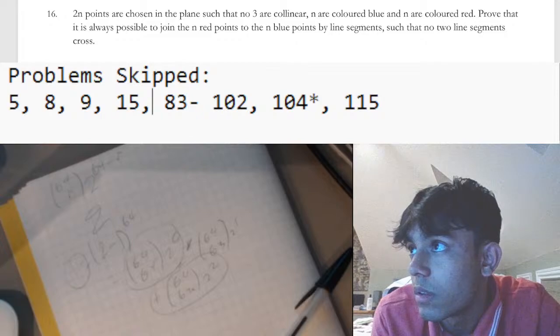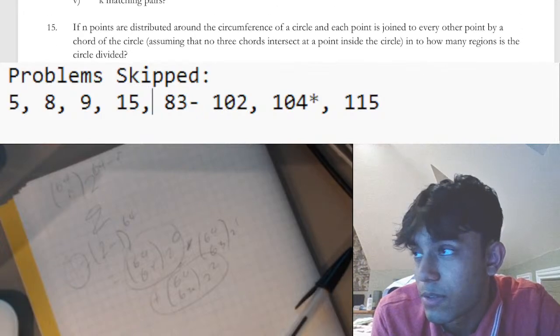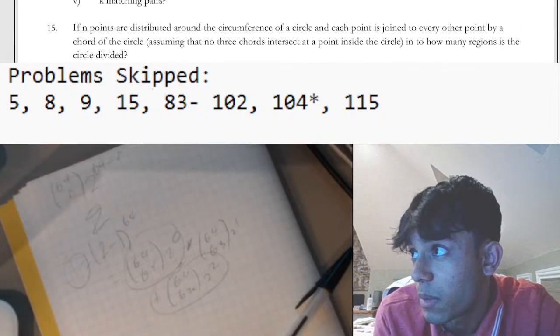15. Yeah, this is looking kind of difficult. We'll come back to this one as well.